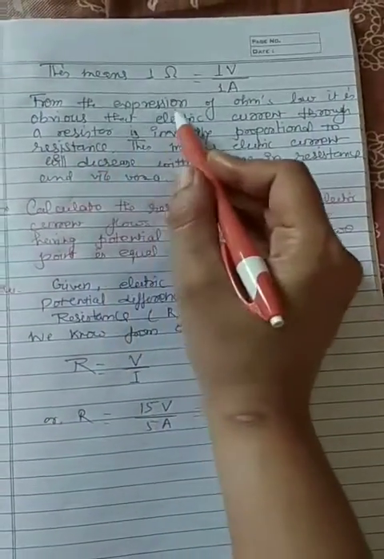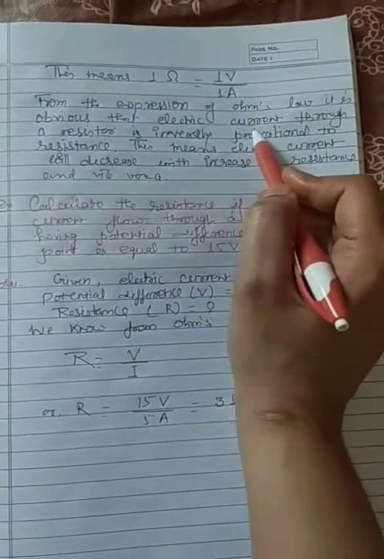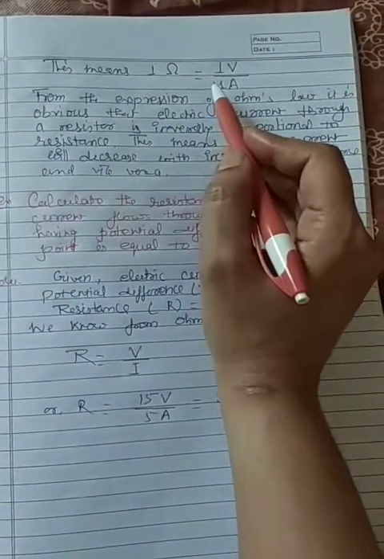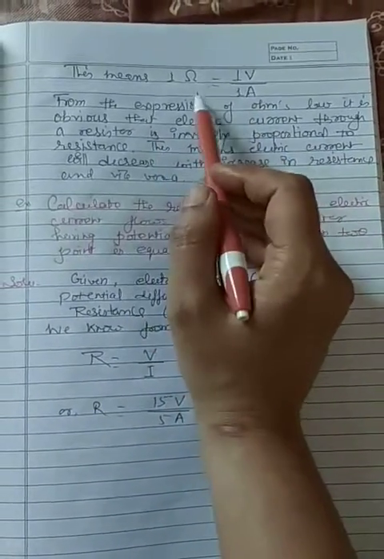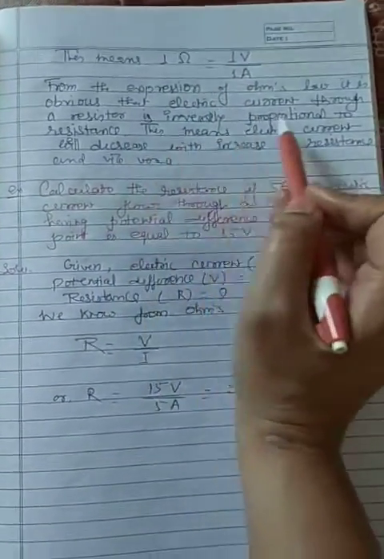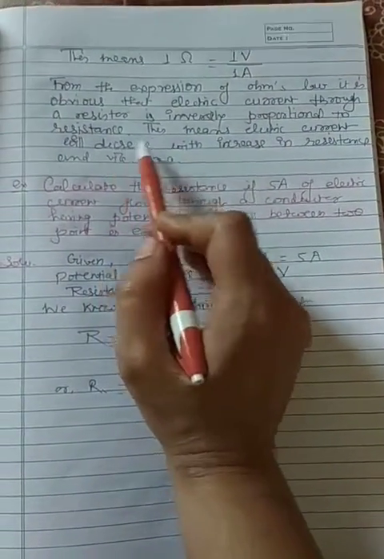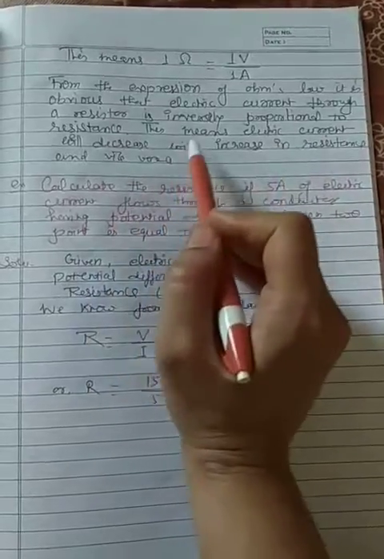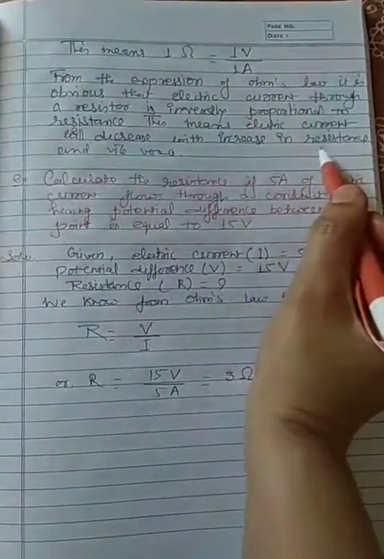So from the expression of Ohm's law, it is obvious that the electric current through a resistor is inversely proportional to resistance. This means electric current will decrease with an increase in resistance and vice versa.